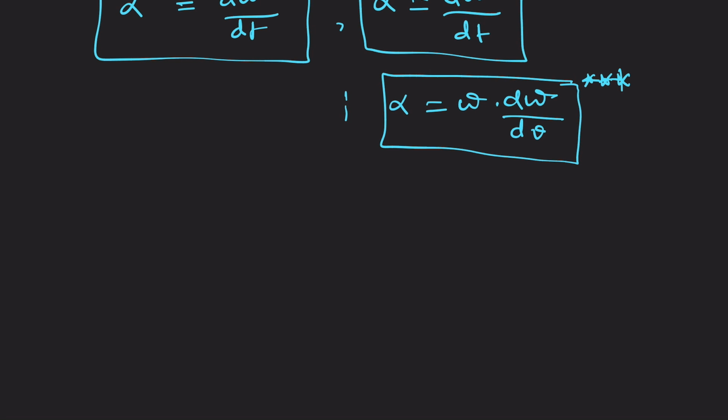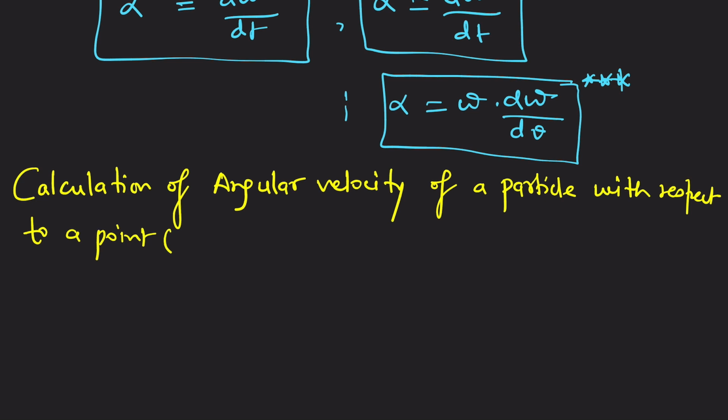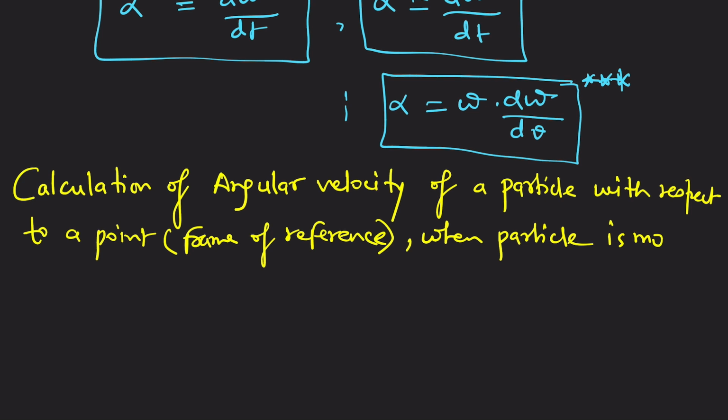That is, guys, calculation of angular velocity of a particle with respect to a point, basically your frame of reference, when the particle is moving on some general curve. Okay, on some general curve.